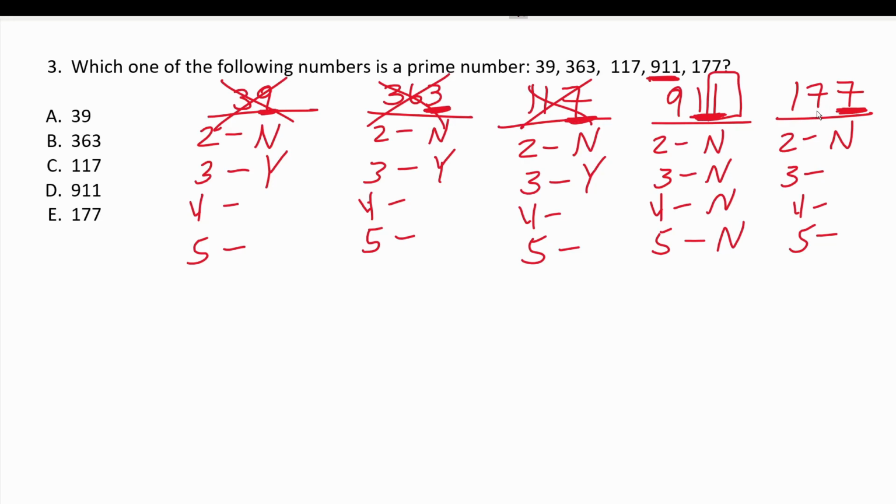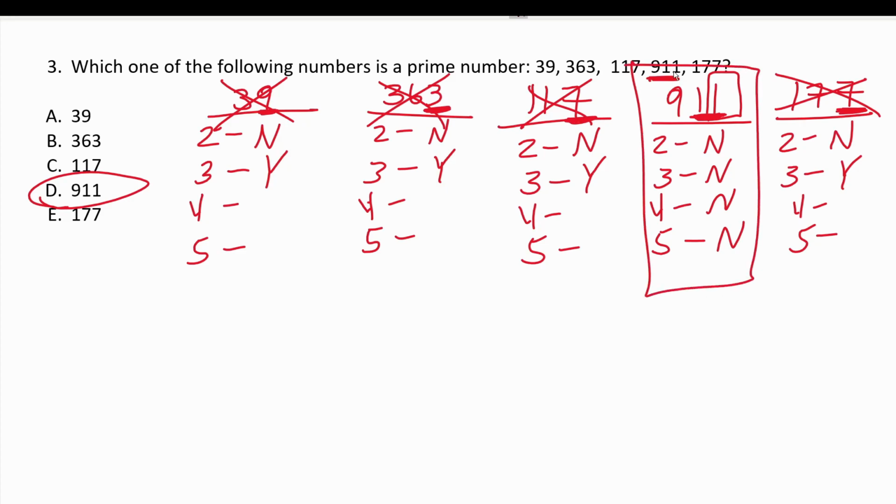7 plus 7 is 14, plus 1 is 15. 15 is divisible by 3. 15 divided by 3 is 5. Therefore, 177 is divisible by 3, and it's not prime. So by process of elimination, I know 911 here is the only prime number.